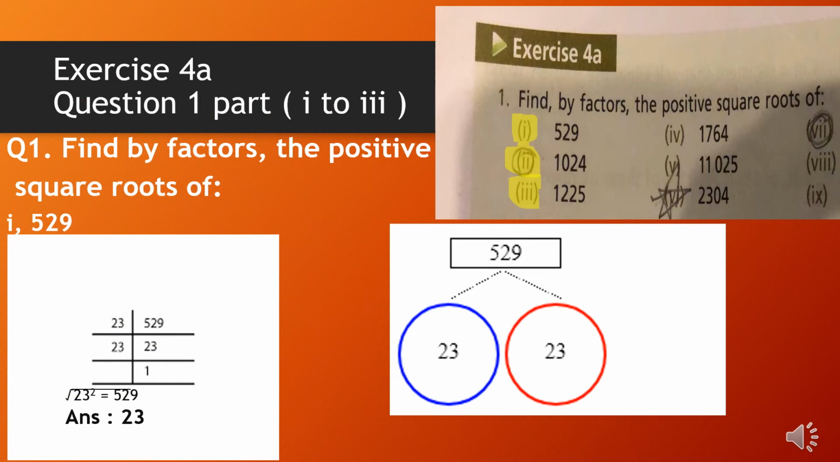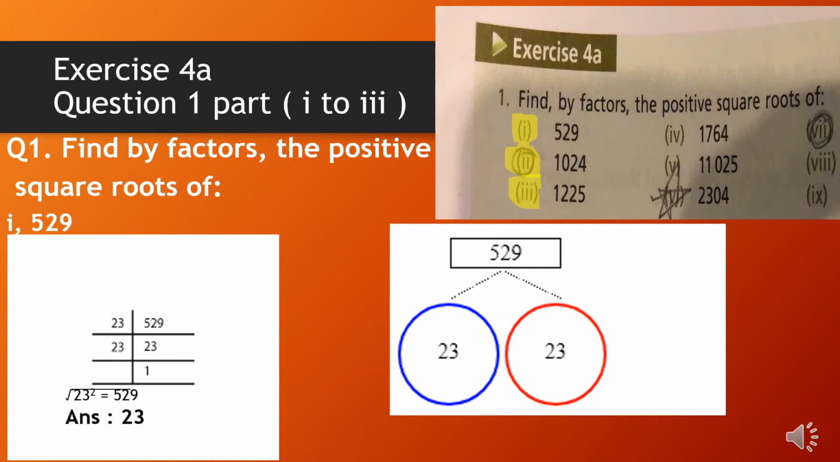I'm going to discuss parts number 1, 2 and 3 of question number 1, exercise 4a. You can see the little picture of the book which has been taken from the book, so you can find the relevant question you want. Question number 1 says find by factors the positive square root of 529.